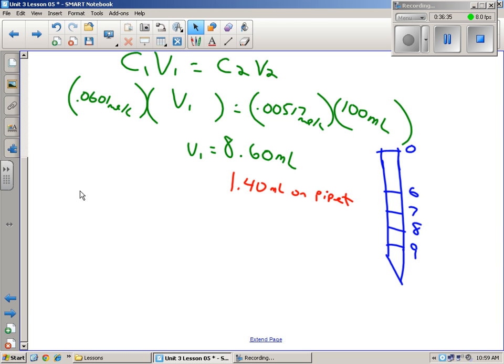Once the drop goes, you're done. That's it. Okay? What you have now is this. Look, I took 8.6 milliliters of this concentration here, 8.6, and I put it into here. I'm going to fill it up to the calibration line, and I'm going to get that concentration.